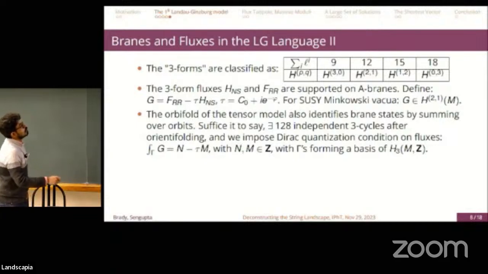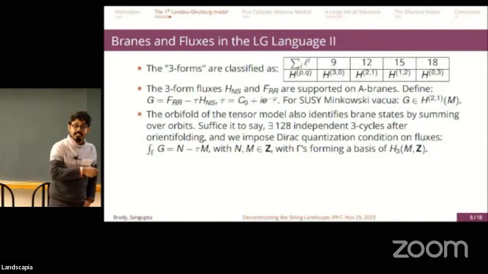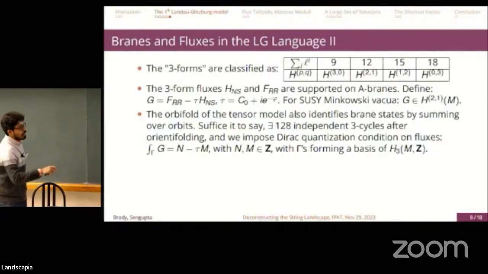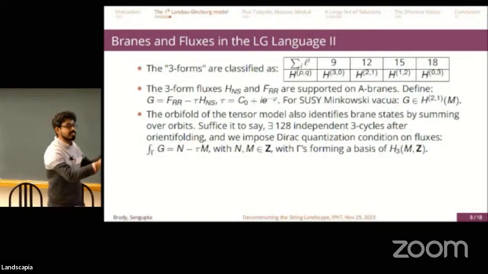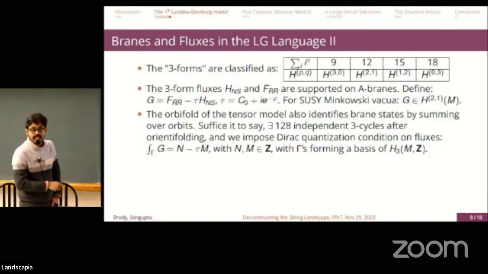So this is one of the conditions that we impose, that the sum of the L's has to be 12. The orbifold of the tensor product also identifies brane states by summing over orbits. So essentially, you can define 3-cycles by tensoring the 3-cycles from the building block minimal model, but only the ones that survive the orientifold action. So there is a basis of 128 3-cycles that you can define.